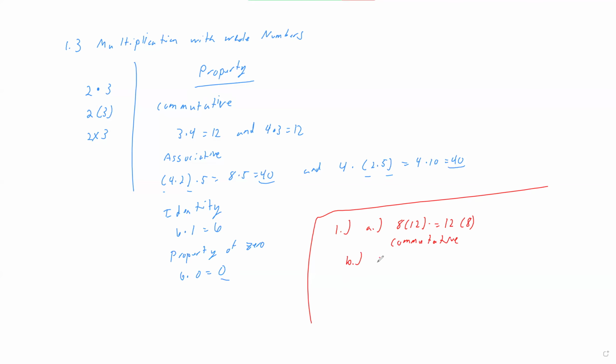All right, the next one, we have 0 times 57 gives me 0. So that would be the 0 property. The next one would be 35 times 1 equals 35. And in this case, again, I'm multiplying by 1, so that's going to be your identity.